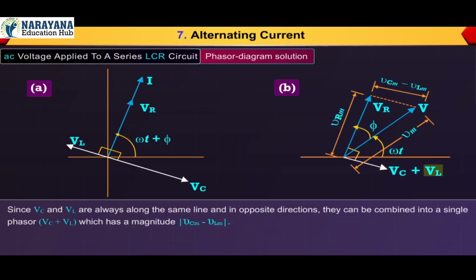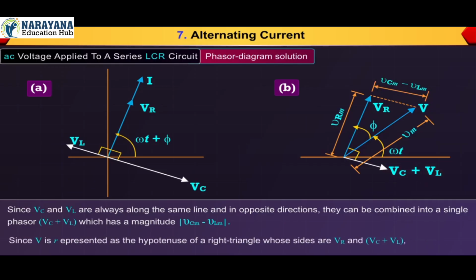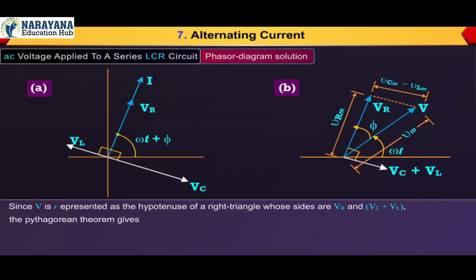Since VC and VL are always along the same line and in opposite directions, they can be combined into a single phasor, that is VC plus VL, which has a magnitude VCM minus VLM. Since V is represented as the hypotenuse of a right triangle whose sides are VR and VC plus VL, the Pythagorean theorem gives Vm square is equal to VRM square plus VCM minus VLM whole square.